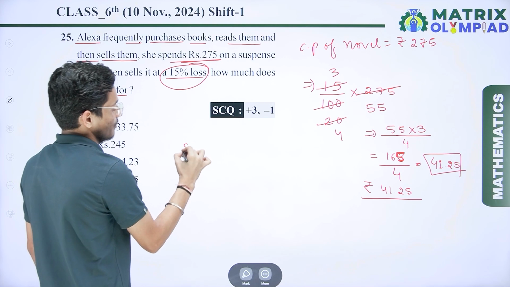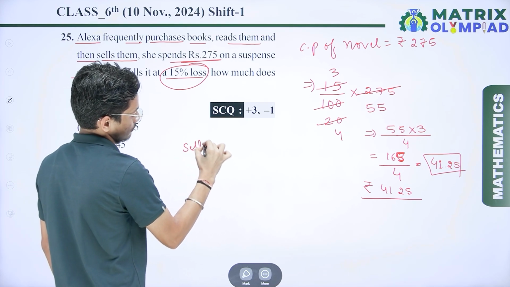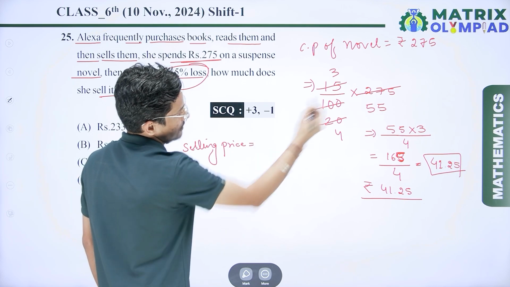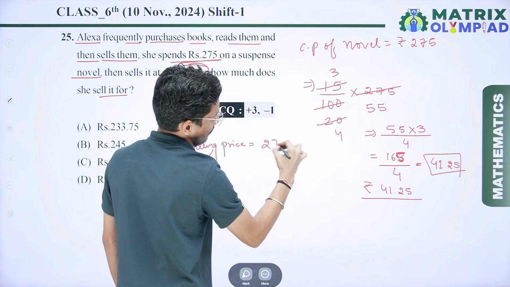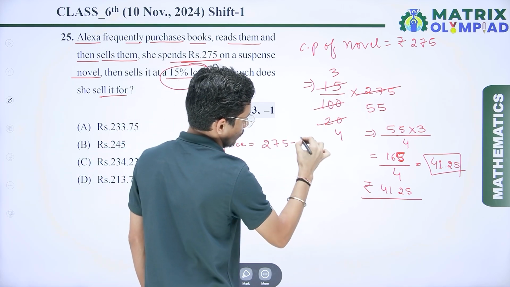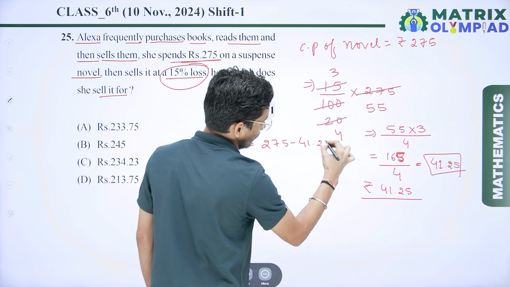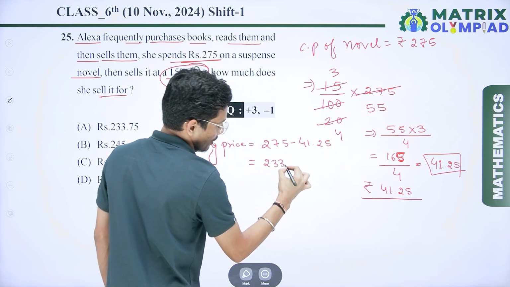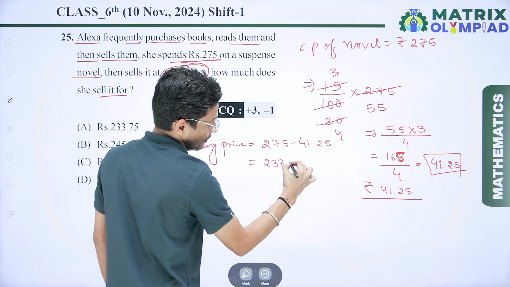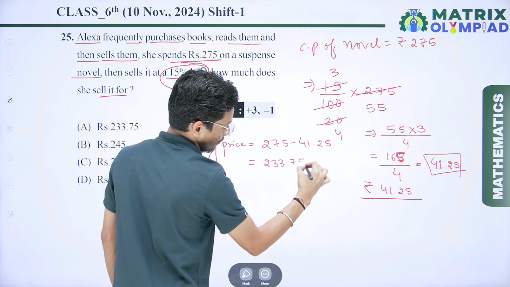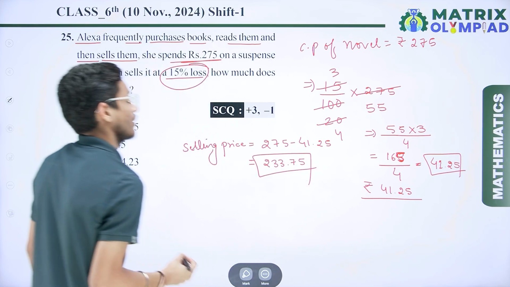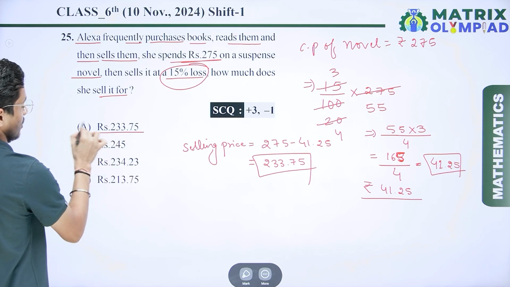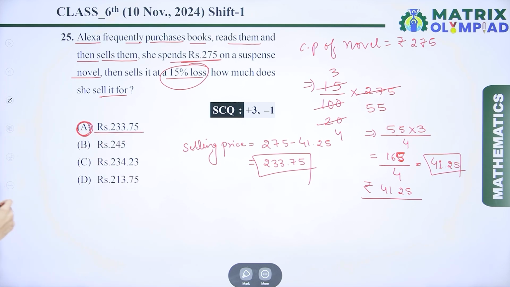So I can say that the selling price is the amount 275 rupees minus the loss, that is 41.25 rupees. So simply if I simplify here, I get 233.75 rupees. So here option number A is the correct answer.